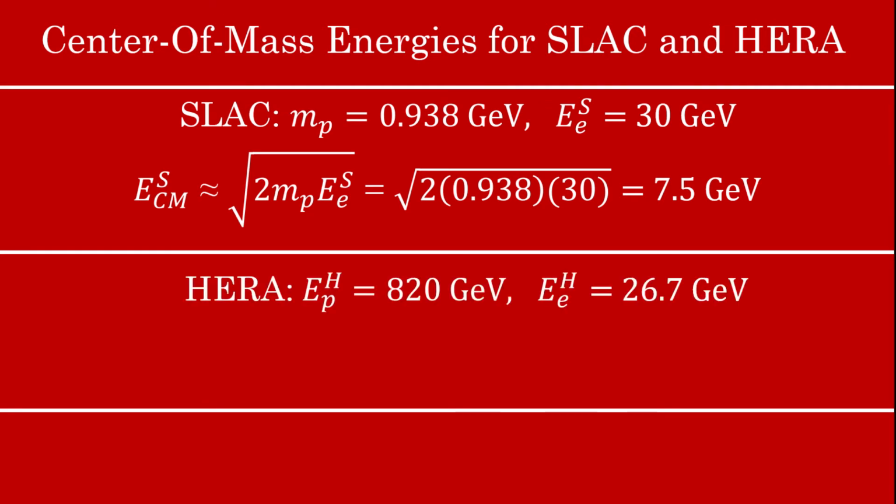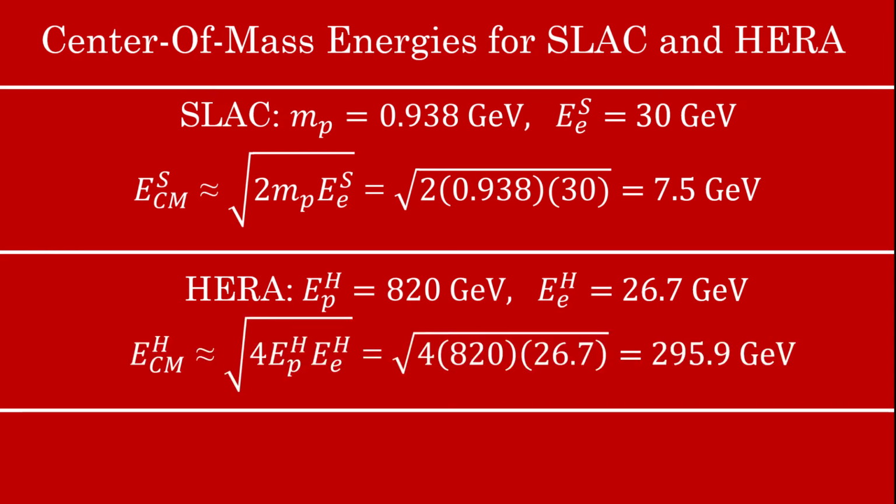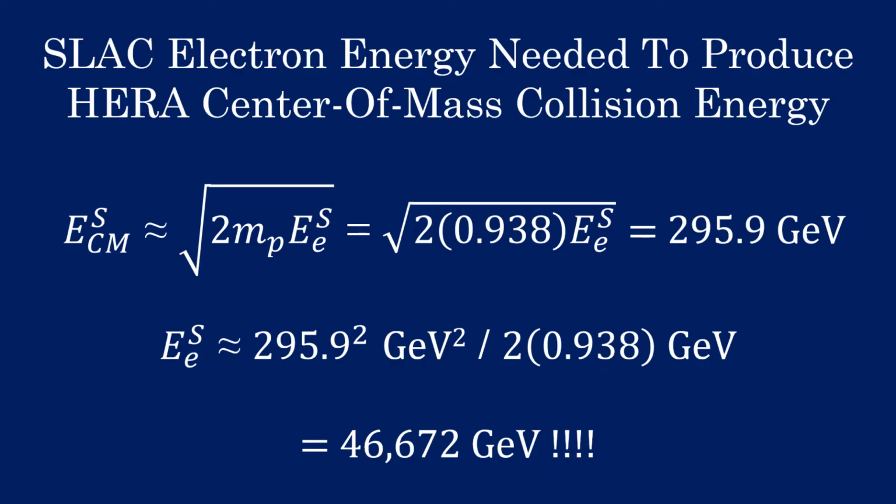The HERA electron energy was 26.7 GeV, and its proton energy was 820 GeV, making its center of mass collision energy 295.9 GeV, about 40 times the SLAC value. To get a center of mass collision energy of 295 GeV in SLAC, it would need an electron energy of over 46,000 GeV.